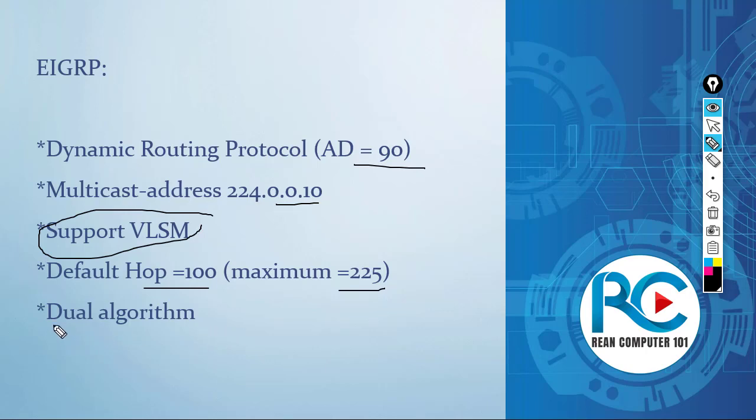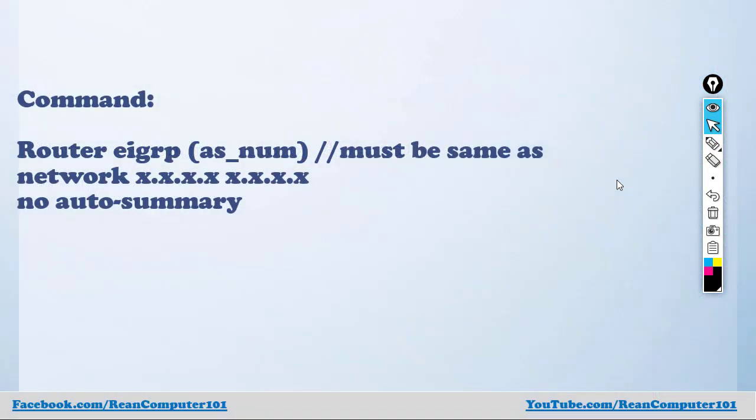It uses the DUAL algorithm to calculate the metric and calculate the feasible successors, and all that. The commands for EIGRP are really easy. The first thing you have to do is go into global configuration mode, and then type router eigrp, and you can see this is the AS number.